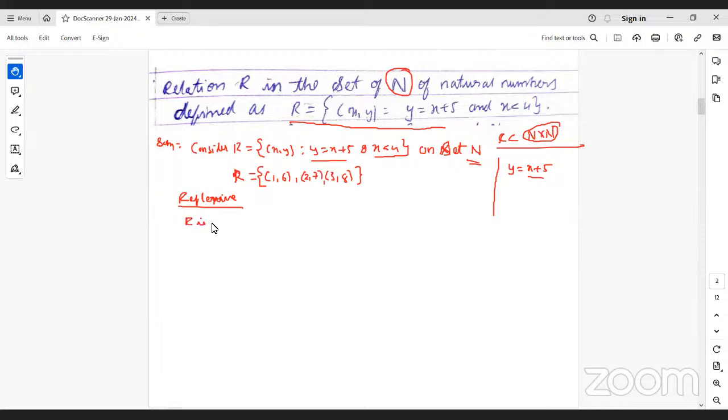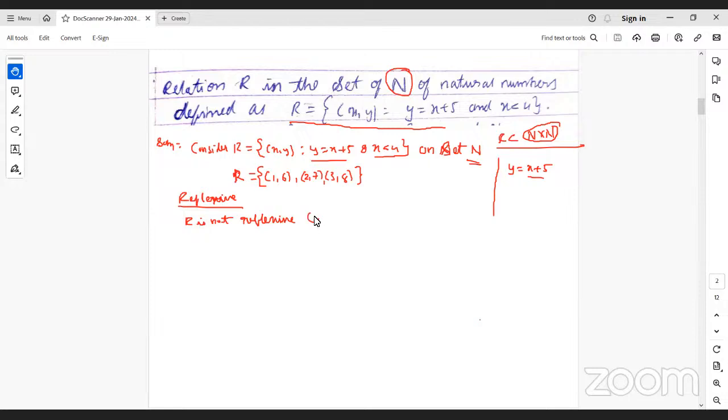First we will discuss reflexive. R is not reflexive. Again, the same reason you can write.